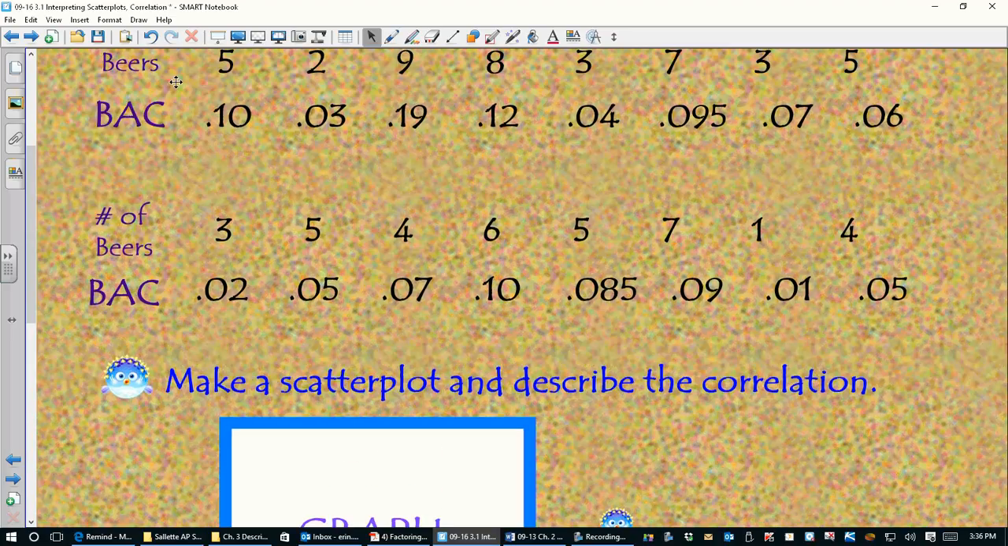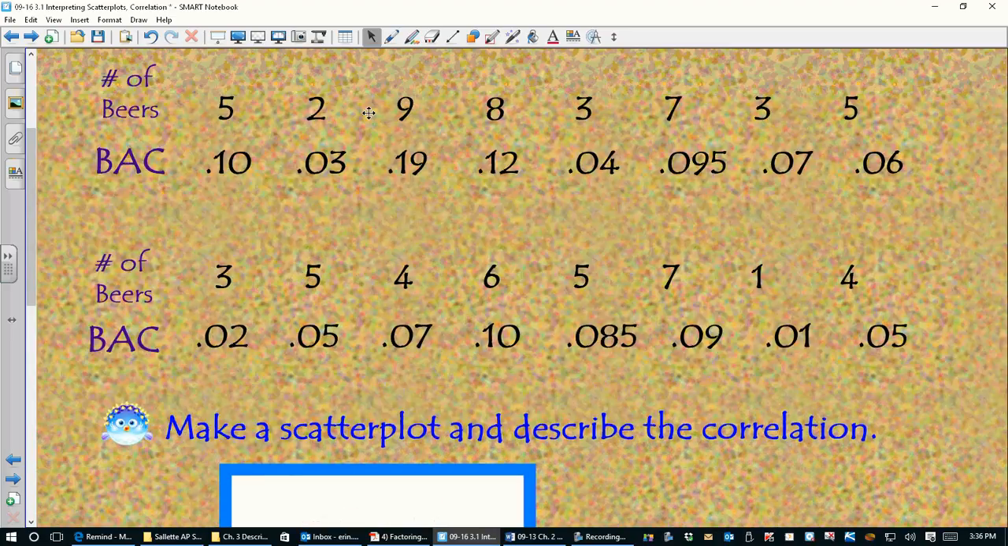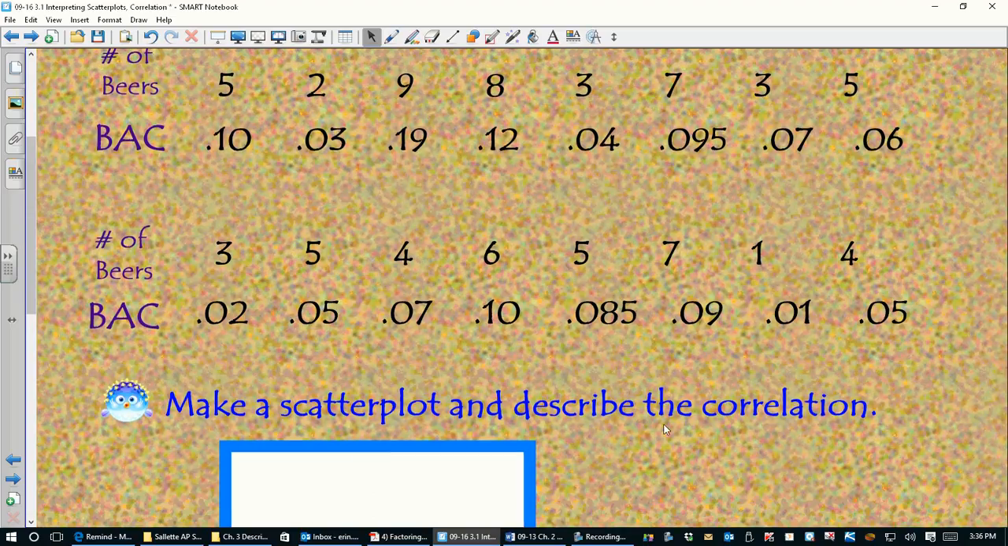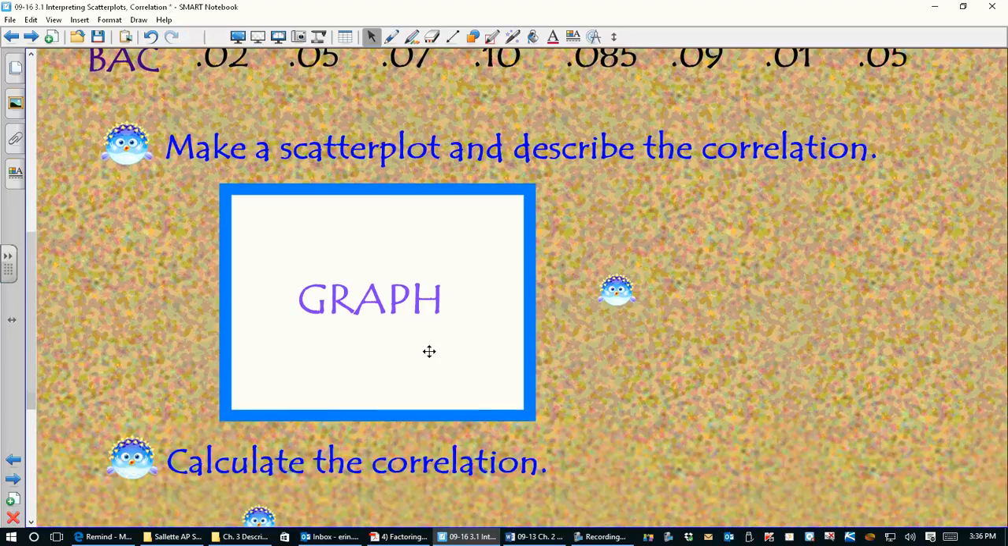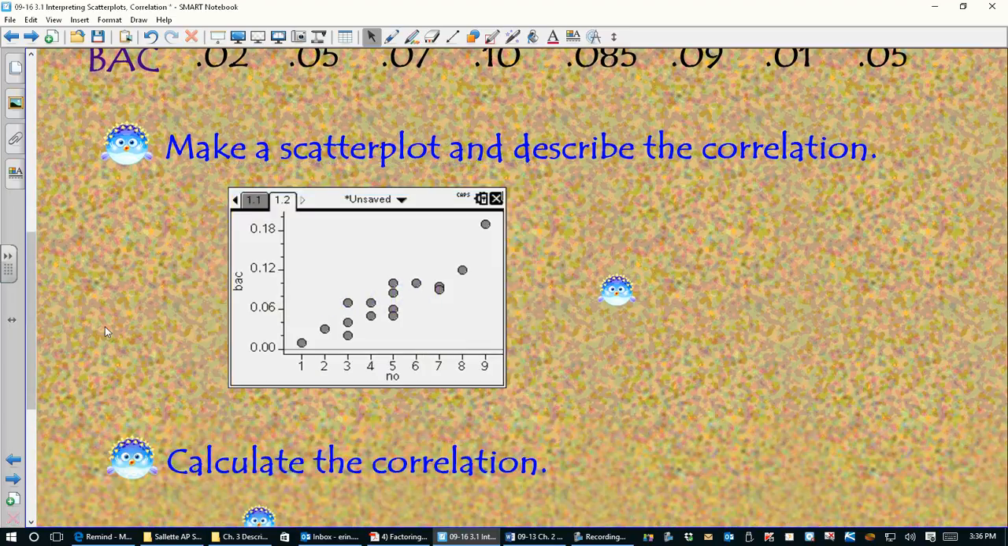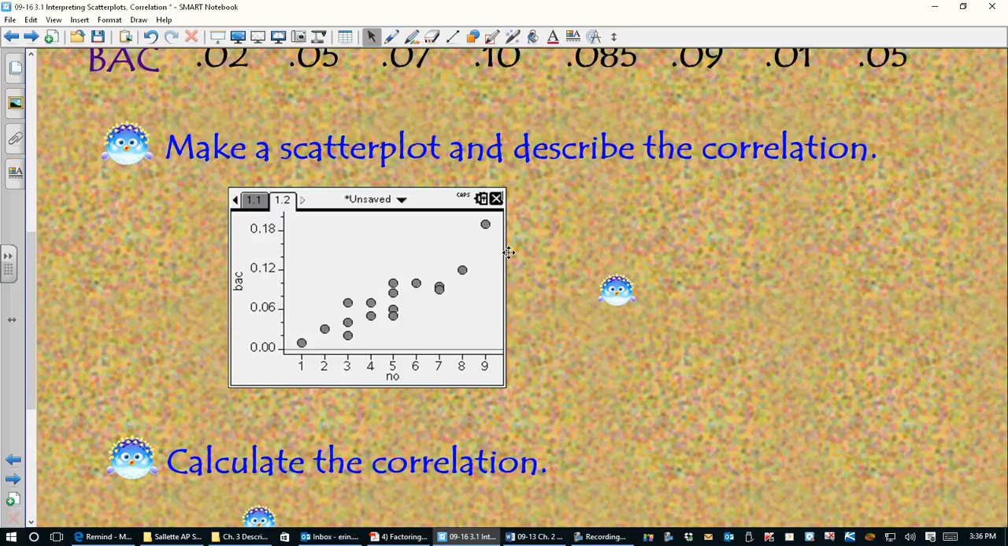We're going to put the number of beers as our list 1 and the BACs as our list 2, and construct a scatter plot with that information. And when we do so, we find this. Now I see that this has a clear band and a linearity to it. So this is a strong positive linear relationship that is created in this situation.